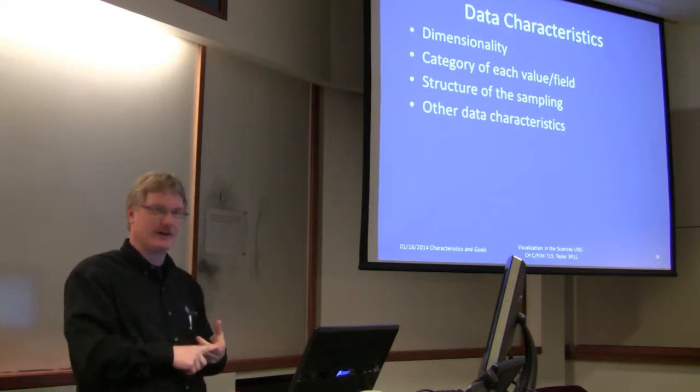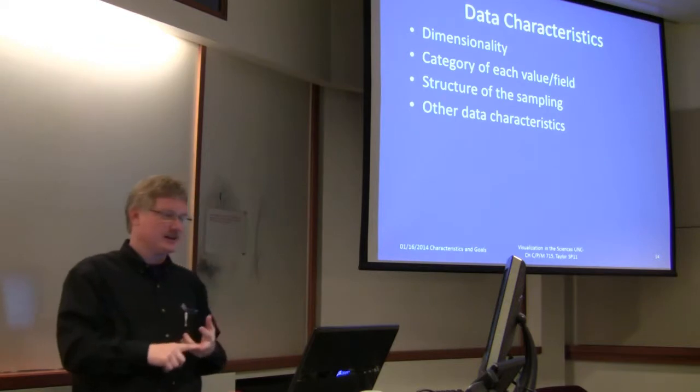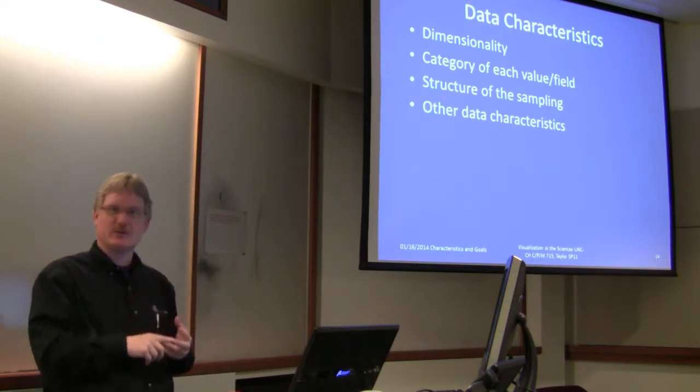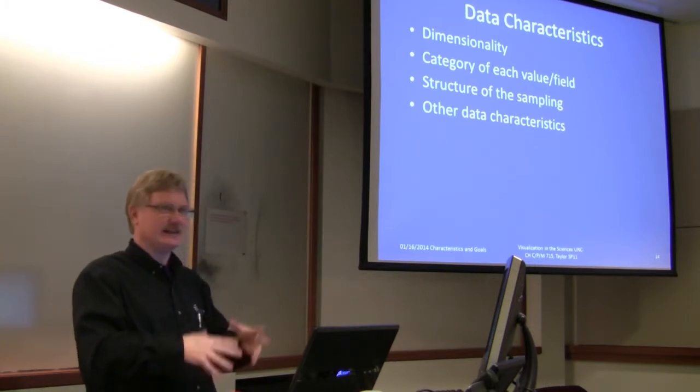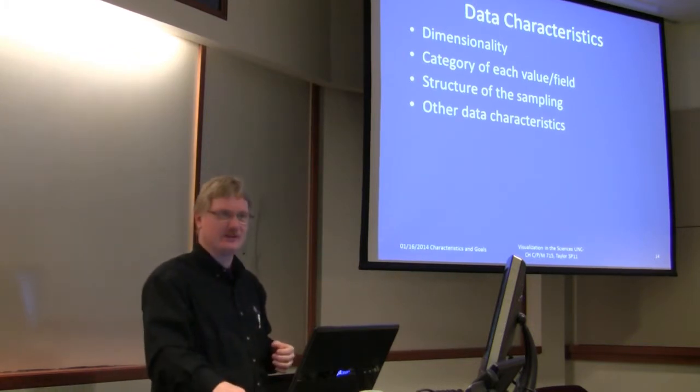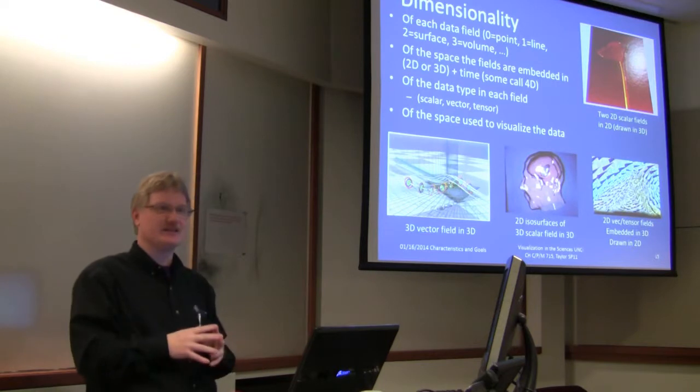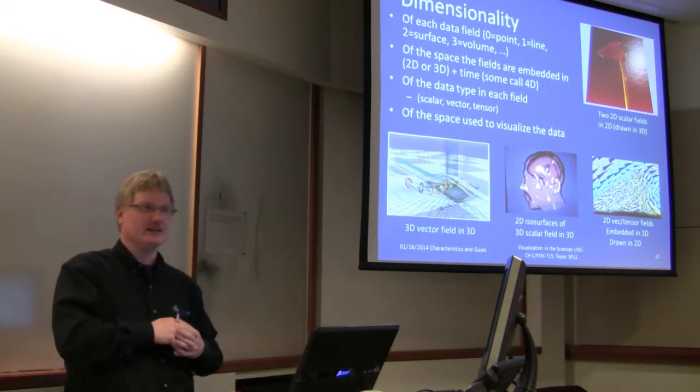Dimensionality is the thing I'll talk about first. What's the dimensionality of the data? What are the category of each value or field in the data? What's the structure of the sampling in the data? And then, of course, other, which is the things that don't fit in the first three. So dimensionality is a very overloaded term in visualization, right?